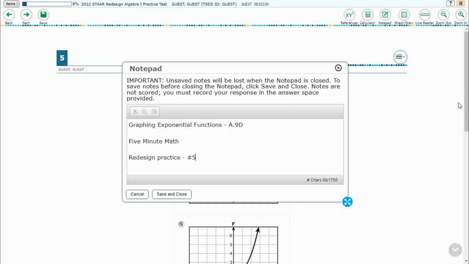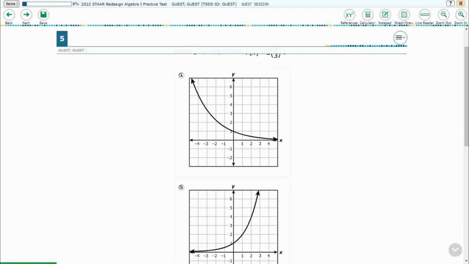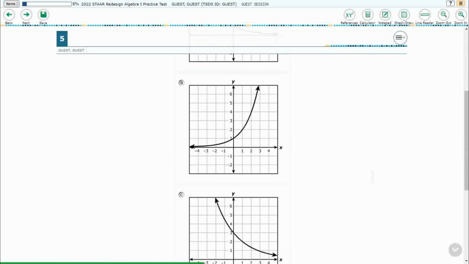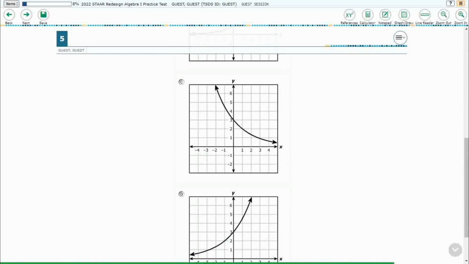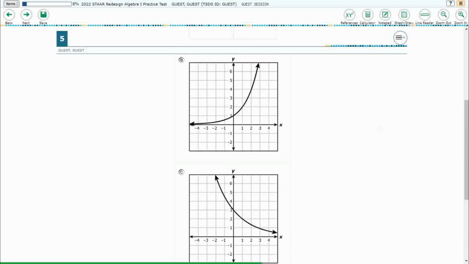Today we are looking at the Algebra 1 concept of graphing exponential functions. This is standard A.9D in the great state of Texas, and we are using item number 5 off the Redesign Practice Online STAAR test. If you haven't done so already, please go ahead and take a moment to pause the video, work this problem out on your own, unpause it, and we will look at our answers together.